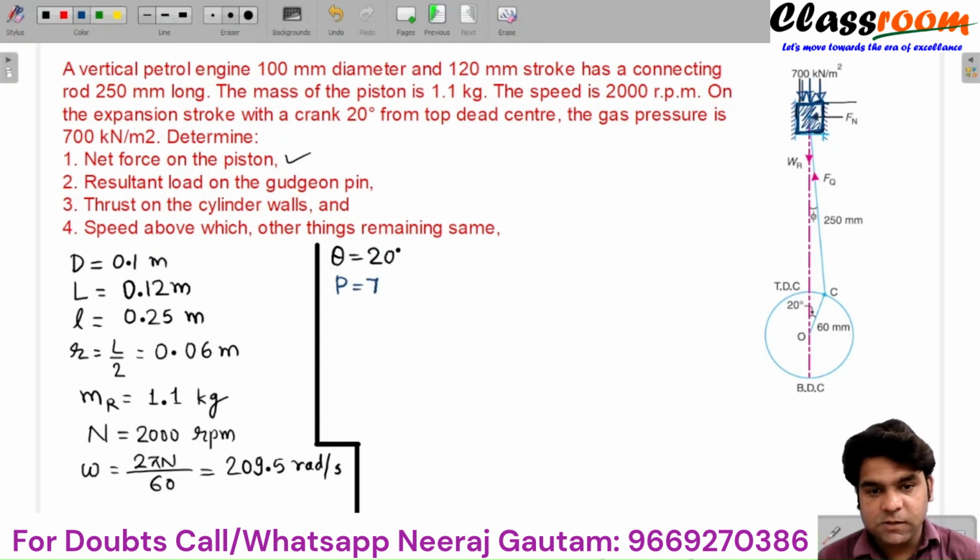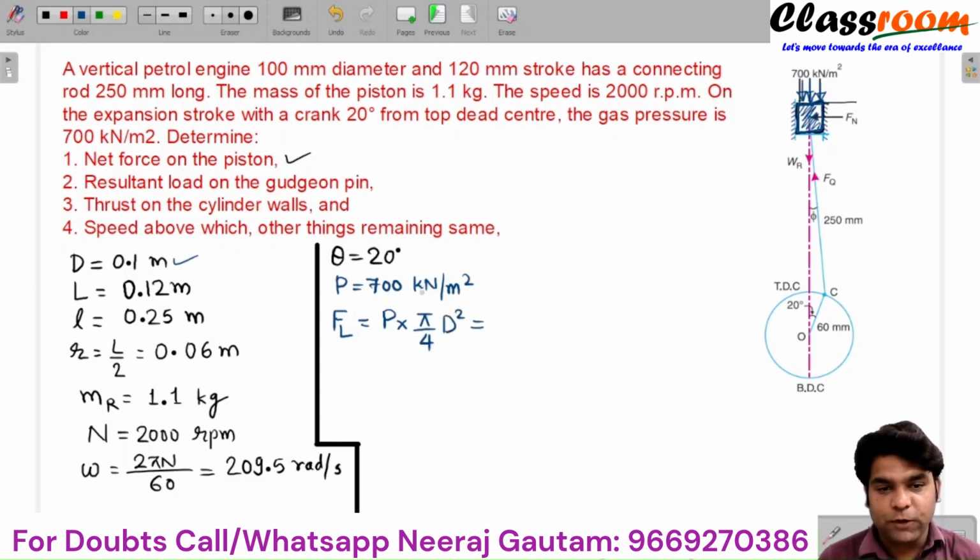The pressure is 700 kilonewton per meter square on the piston, and the area of the piston bore can be determined by pi by 4 into d square. So the load on the piston due to gas pressure is equal to pressure P into pi by 4 into diameter square. After substituting the value of P in kilonewtons per meter square and the value of D in meters, I will get the value of FL as 5.5 kilonewton. Okay, so this is our first value of this problem. I will take this value in a box and use it in the near future whenever required.